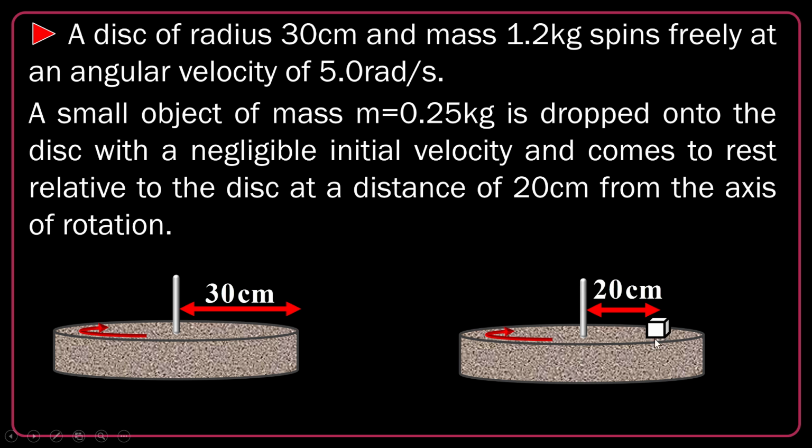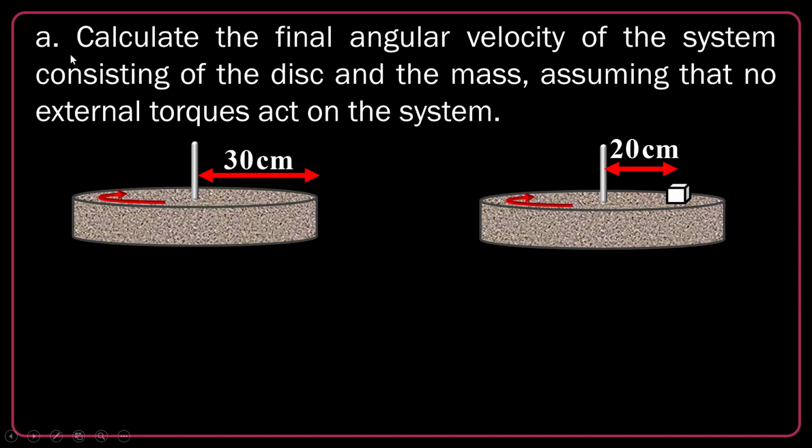Okay, so we have an additional mass. Initially the mass is at rest, so again it sticks to the disk and comes to rest relative to the disk. We will have a combination. Part A. Calculate the final angular velocity of the system consisting of the disk and the mass, assuming that no external torques act on the system.